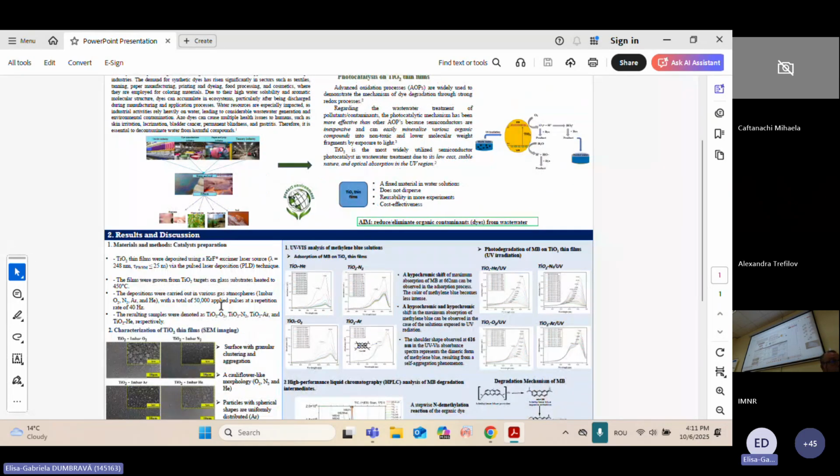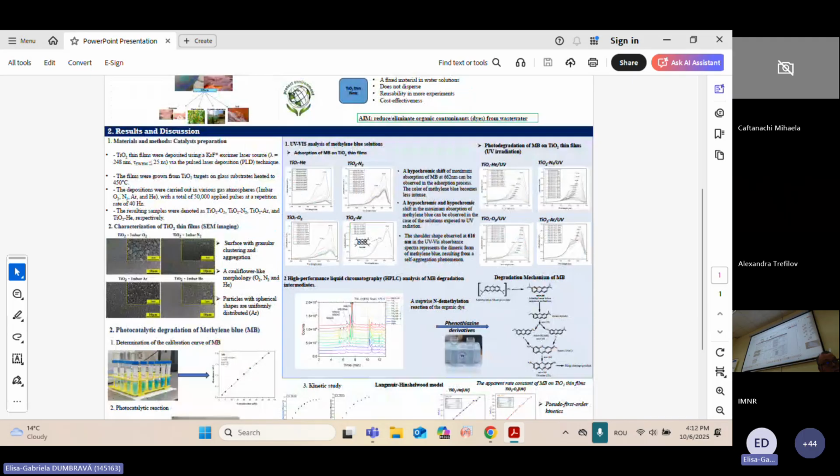So initially we prepared the photocatalyst. Titanium dioxide films were deposited using the pulsed laser deposition technique in various gas atmospheres: oxygen, nitrogen, argon, and helium. The films were grown from a titanium dioxide target on glass substrates. Here we can see that the oxygen samples display a surface with granular clustering and aggregation. In the case of samples deposited in argon, nitrogen, and helium atmospheres, a cauliflower-like morphology can be observed. While in the sample deposited in argon atmosphere, particles with spherical shapes are uniformly distributed.